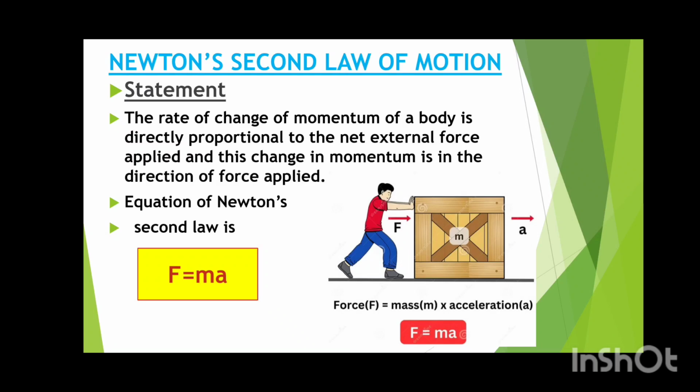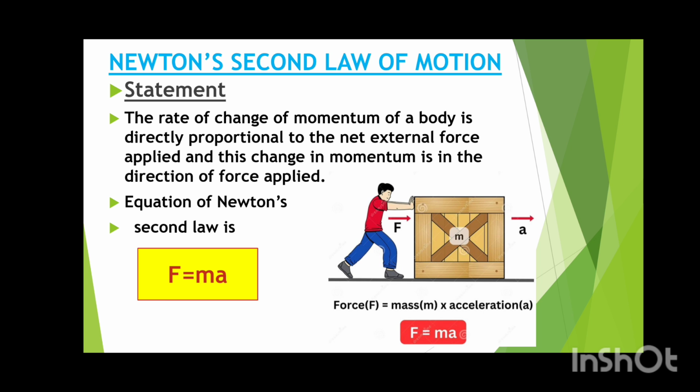Newton's second law of motion. Newton's second law of motion states the rate of change of momentum of a body is directly proportional to the net external force applied on it, and change in momentum is in the direction of the applied force. That means the rate of change of momentum is directly proportional to the applied force.